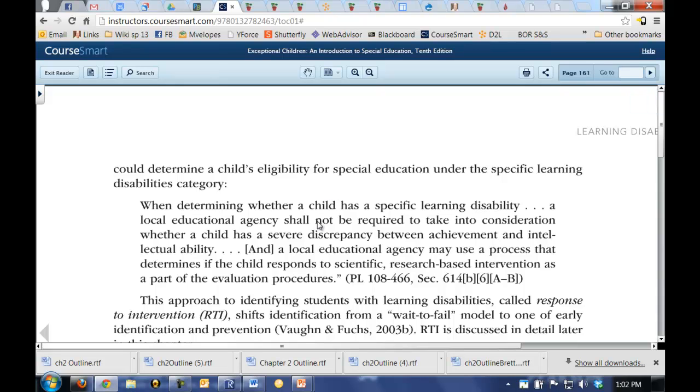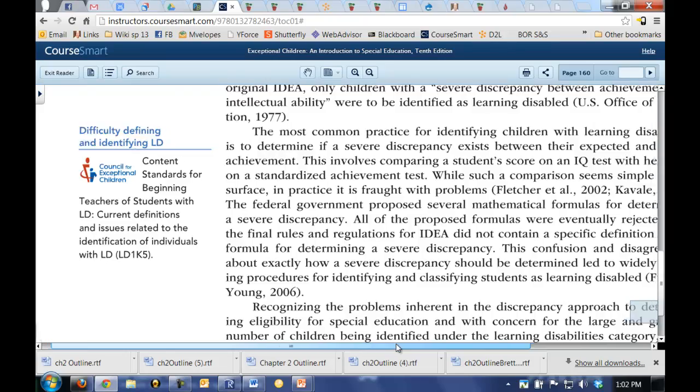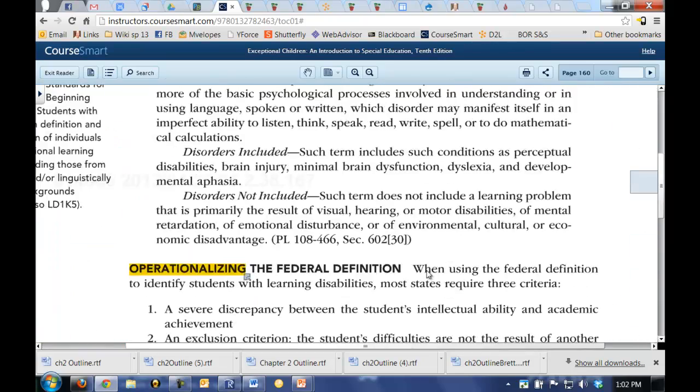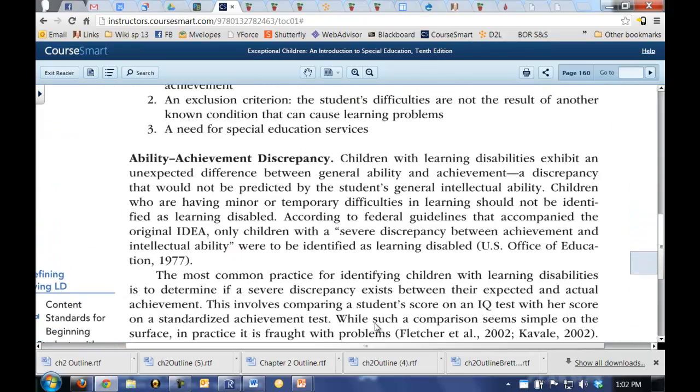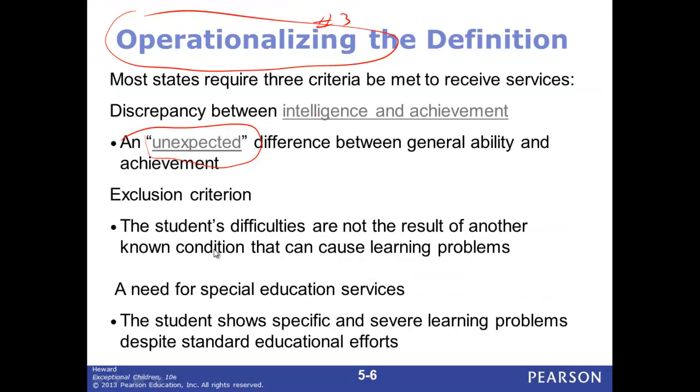And this is child's, there are different definitions here. Let me go back to the notes. A student's difficulties are not the result of another condition, and the student shows specific and severe learning problems despite standard educational efforts. And you have to be able to document that.